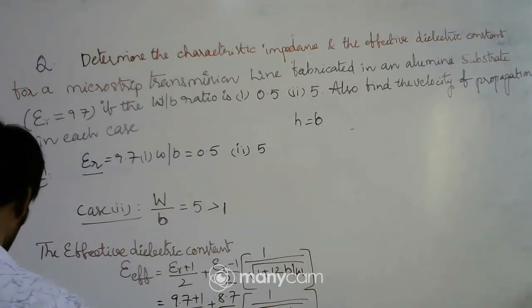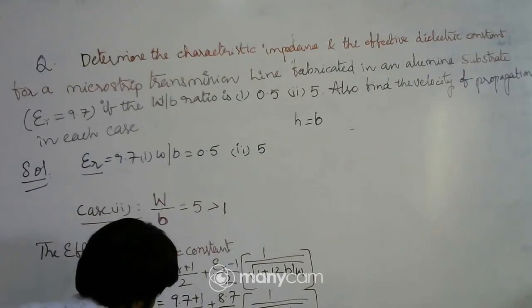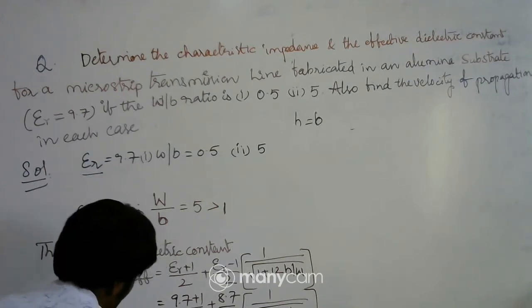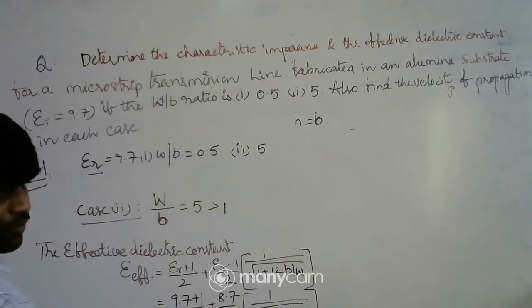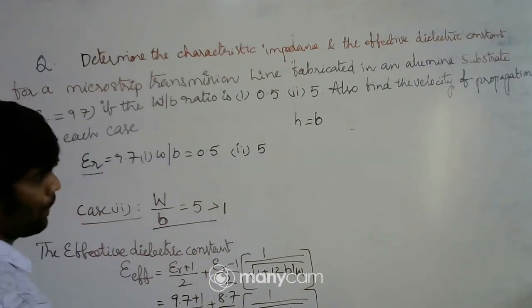Simplify the expression. What is the answer? We will get 7.71. The effective dielectric constant is 7.71, and we are getting it from the W by B value. Okay.